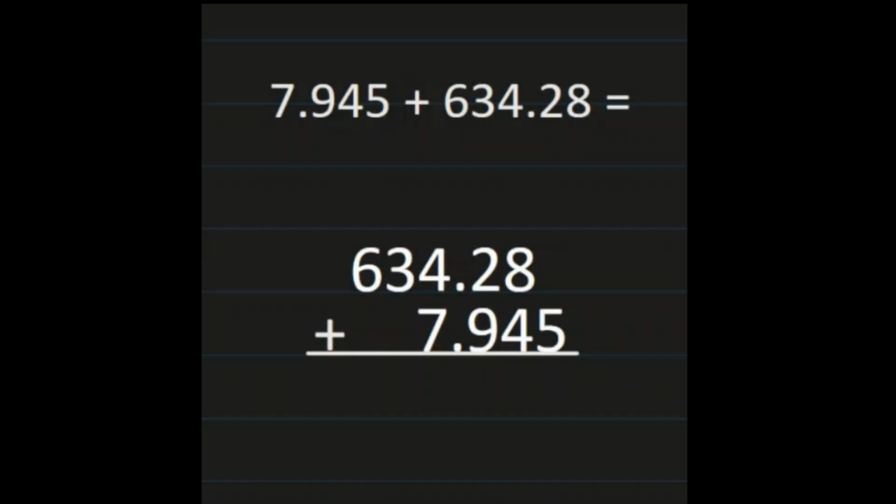Our next example, we have 7 and 945 thousandths and 634 and 28 hundredths. And again, I have the choice of which number I want to put on top when rewriting my problem vertically, just making sure that I keep my decimals lined up. So when I look at these numbers, I have one digit in the 7 and 945 thousandths in front of the decimal, and I have three digits in 634 and 28 hundredths. So I'm going to put the 634 and 28 hundredths on top, making sure that as I rewrite my problem, I keep my decimal points lined up.